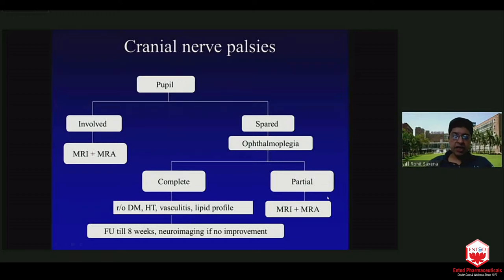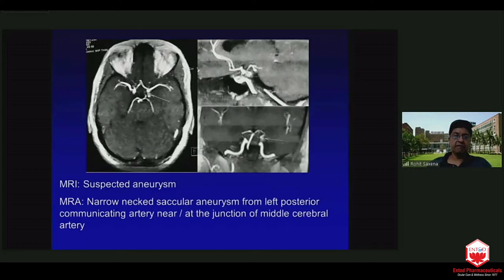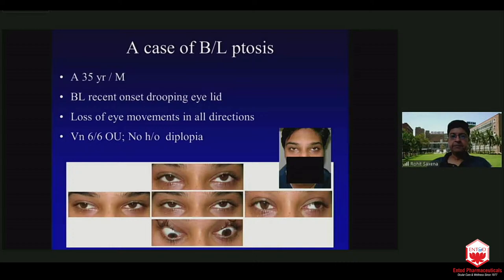But if there is partial ophthalmoplegia or a partial third nerve palsy, again, imaging is required because it may be part of an evolving third nerve palsy. In this patient, the MRI showed a suspicion of an aneurysm, which was confirmed on an MR angiography.